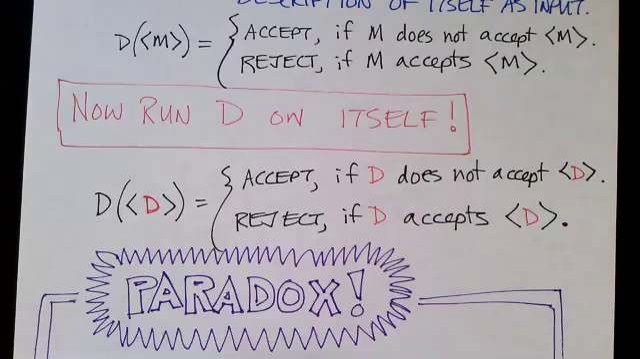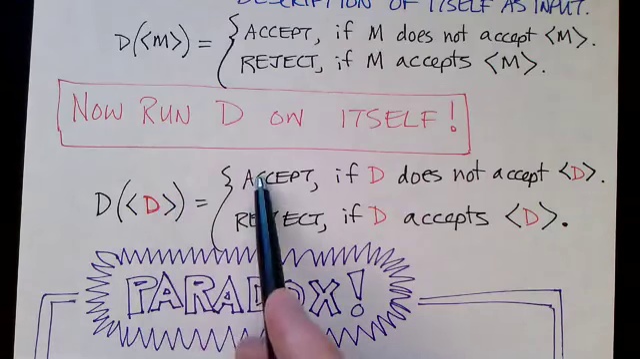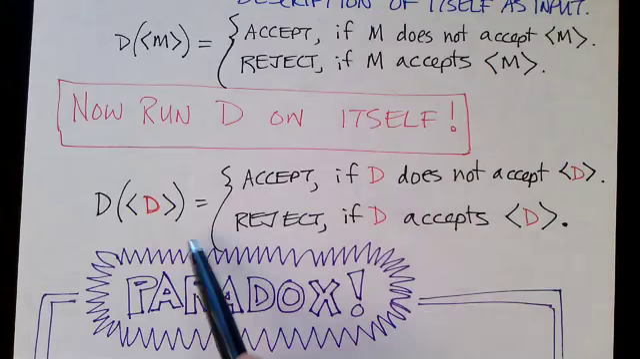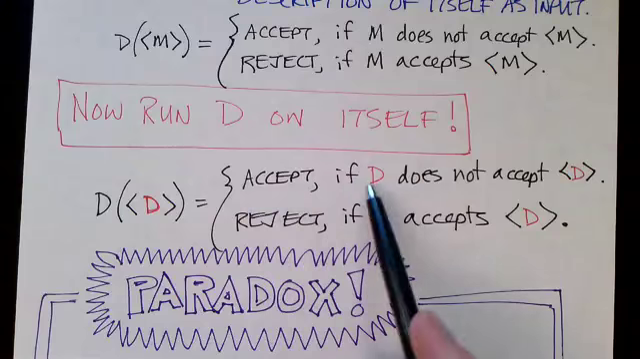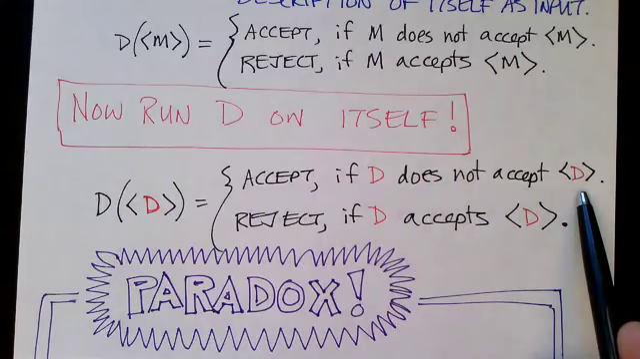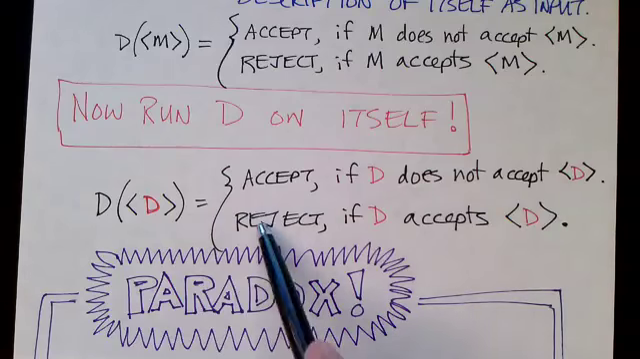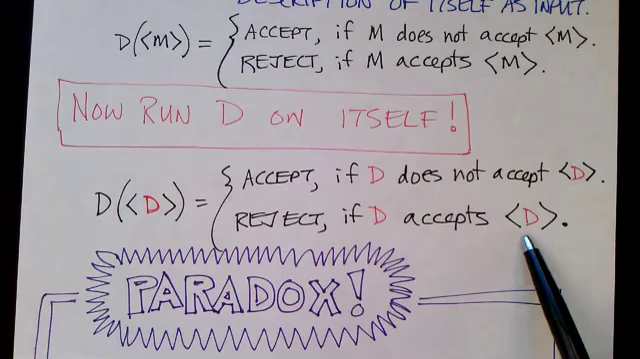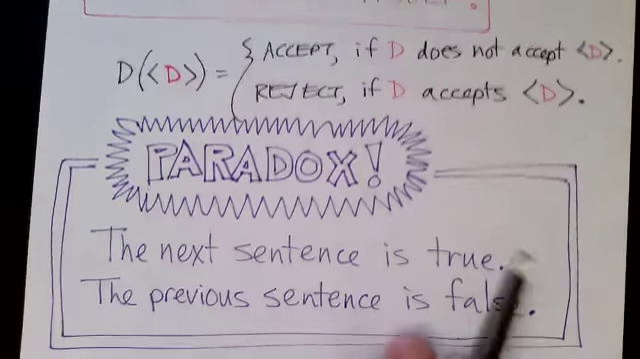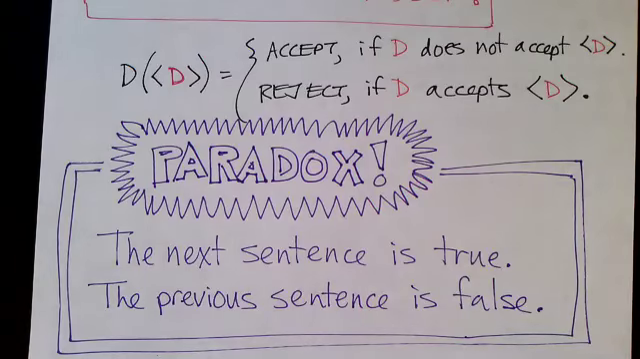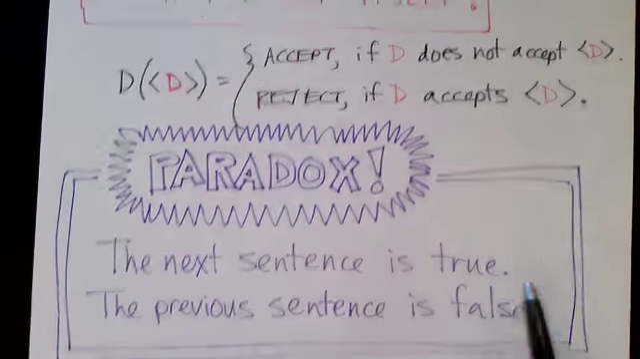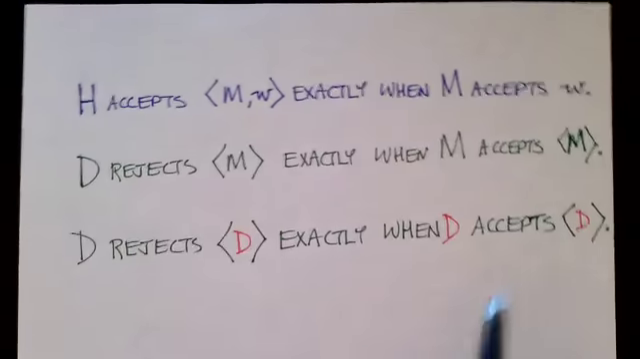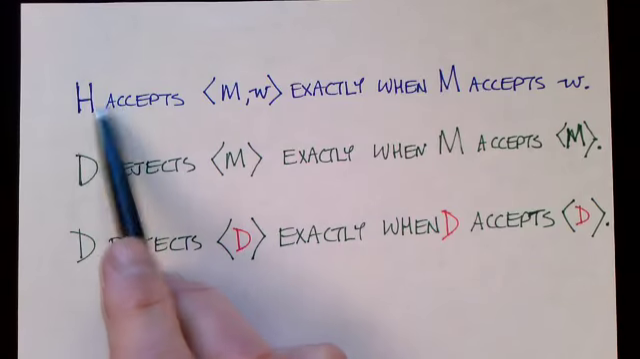So there's a paradox. D accepts if D does not accept. D accepts on a description of D if D does not accept on a description of D itself. And D rejects if D accepts. So it's a paradox, such as: the next sentence is true, the previous sentence is false. Something's wrong here. And what's wrong is that our assumption was invalid, that the set is decidable.